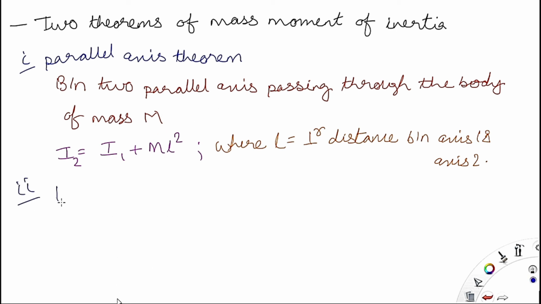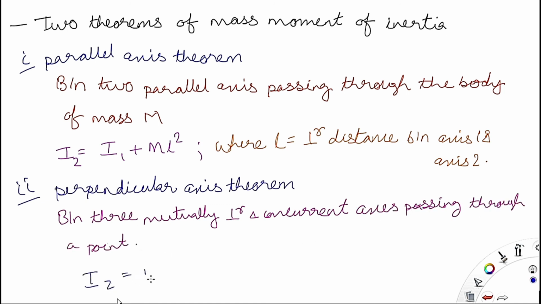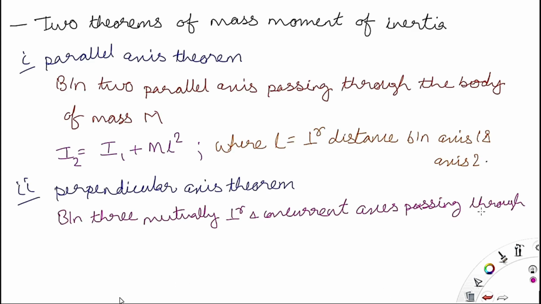Second one is the perpendicular axis theorem. Between three mutually perpendicular and concurrent axes passing through a point, we have Iz is equal to Ix plus Iy. Ix and Iy are in the same plane and Iz is perpendicular to the xy plane, and all three axes are passing through one point, so they are concurrent.